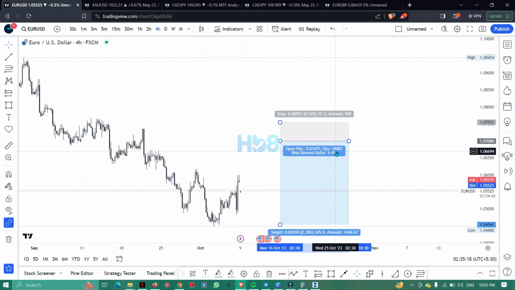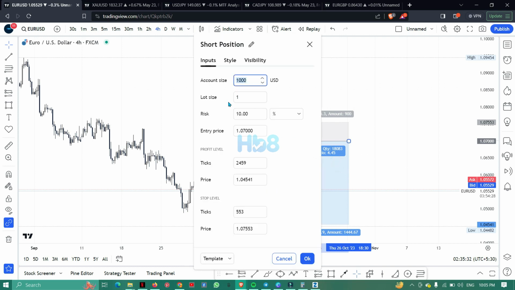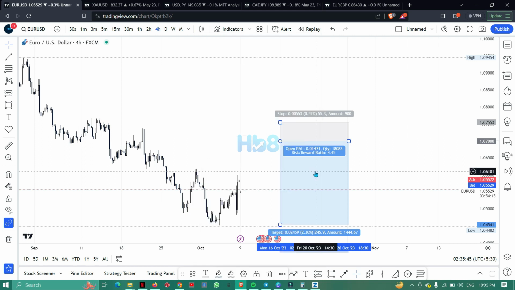And then check your quantity right here, okay? Your quantity says 18083, all right? Now quickly divide this by 100,000. Why are we dividing by 100,000? Can you see this lot size here is a standard lot size 1? That automatically means that you're buying 100,000 units of the base currency.